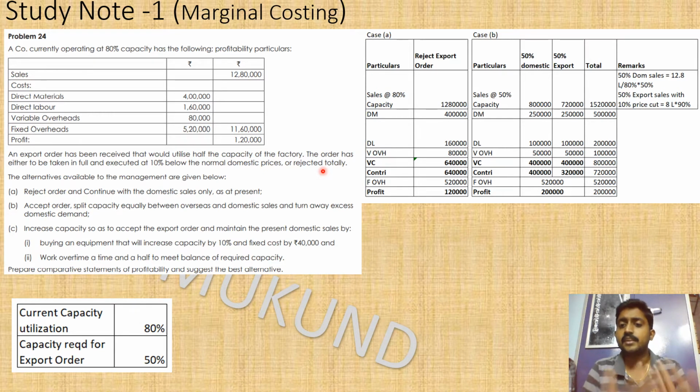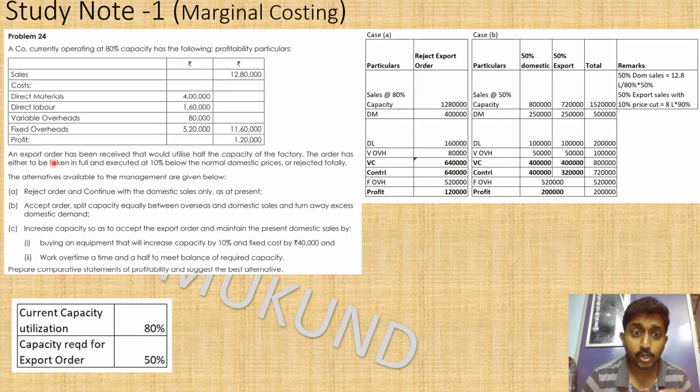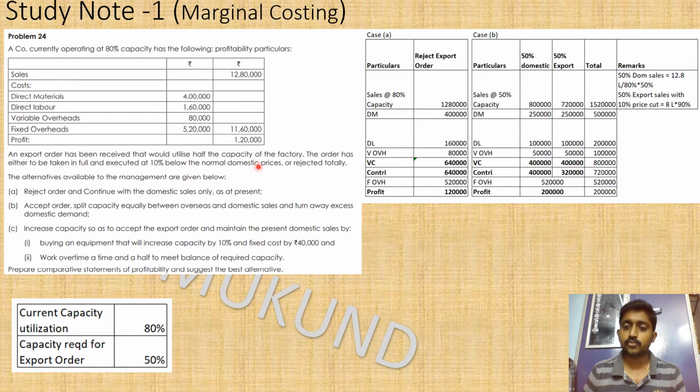We cannot say like that. We can either give the full quantity or we can reject the order, because we are already operating at 80 percentage capacity, and it is said that the export order is received for half the capacity, which means 50 percentage of capacity. So out of our 100% capacity, 80% is already utilized for the domestic sales, which means we have only 20 percentage of capacity. But the export order we have received is for 50 percentage capacity, and we can either accept the order in full or reject the order in full.